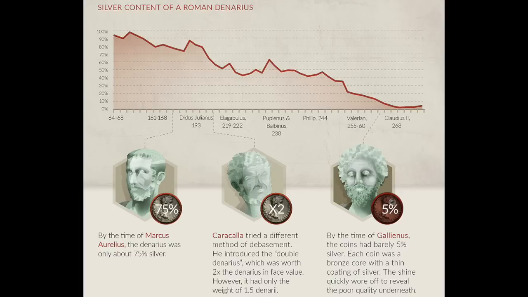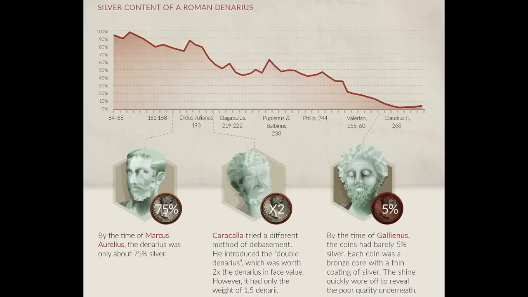Here's another chart showing the silver content of a Roman denarius over a particular period of time. These go from the ones that were 100% silver down to almost 0%. By the time of Marcus Aurelius, the denarius was only about 75% silver. We just talked about what Caracalla did. He tried a different method of debasement. He introduced the double denarius, which was worth twice the denarius in face value. However, it only had the weight of 1.5 denarius.